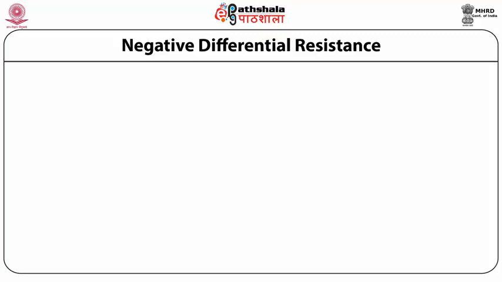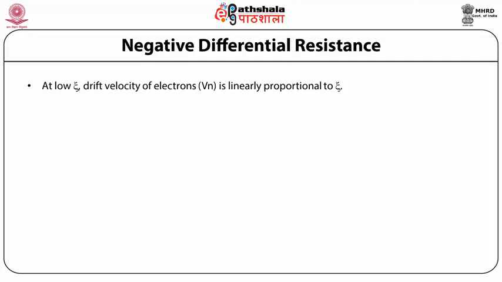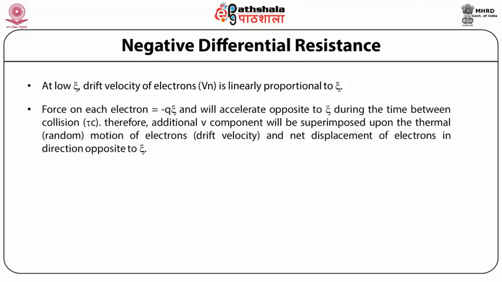This implies that Vn is equal to minus q tau c by Mn multiplied by zeta, where μn equal to q tau c by Mn is the carrier transport parameter, which implies how strongly the motion of an electron is influenced by the applied field zeta, and here Vn is equal to minus μn zeta.